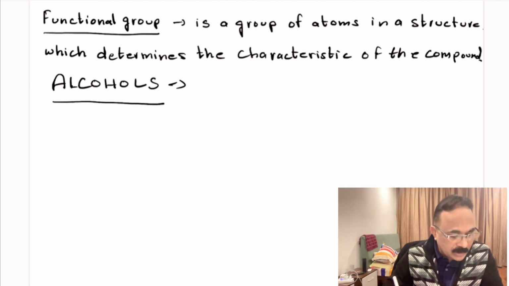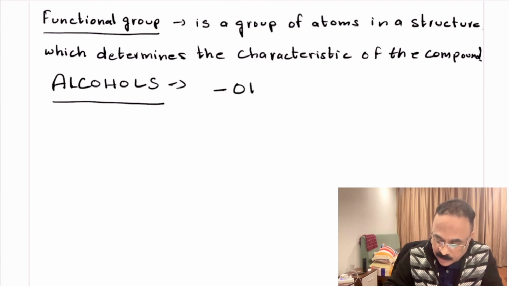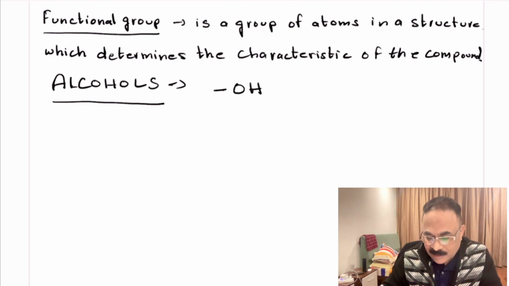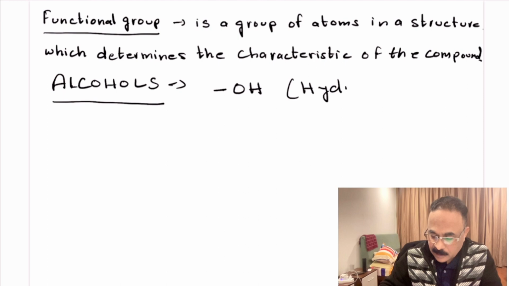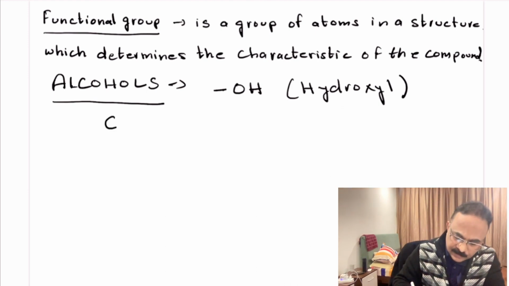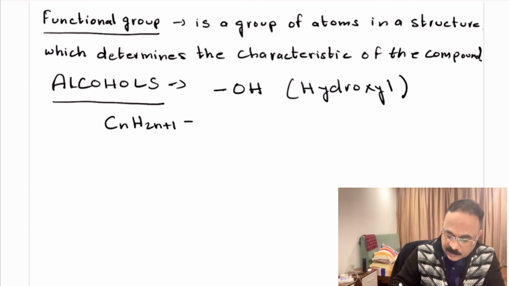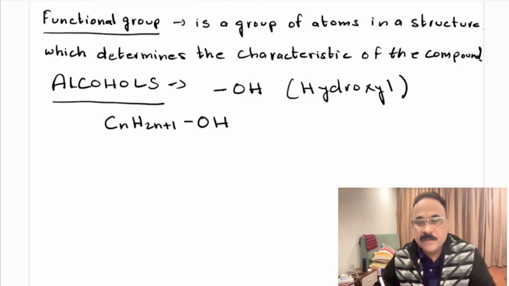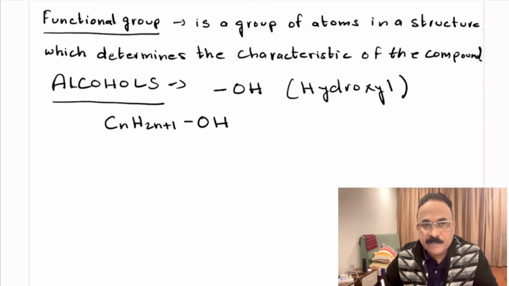So alcohols, what are alcohols? They are a series of organic compounds containing the functional group single bond OH, and we also call this a hydroxyl group, H-Y-D-R-O-X-Y-L. So we also call it a hydroxyl group, and it has a general formula of CnH2n+1 single bond OH. So this is how we write the general formula of alcohols.